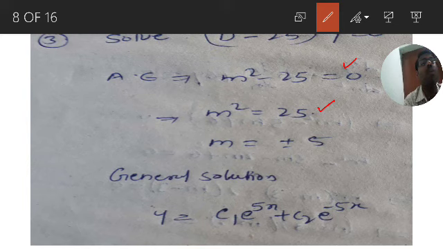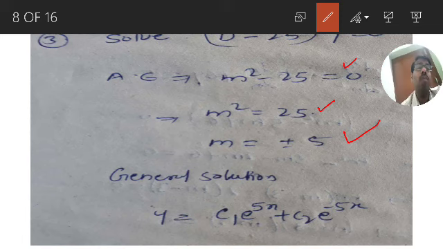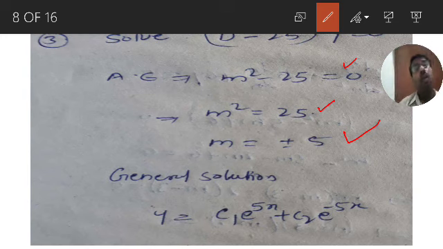M square is equal to 25. M is equal to plus or minus root 25. Root 25 is 5, so m is equal to plus or minus 5. That is plus 5 comma minus 5 or minus 5 comma plus 5. So you can take any root first and the other second. No problem at all. The order is not a problem. Are you getting? So we got the roots.